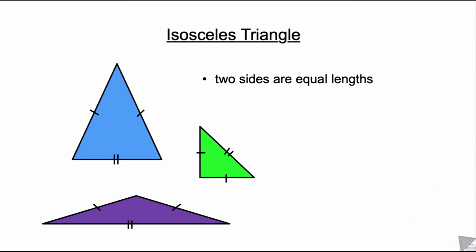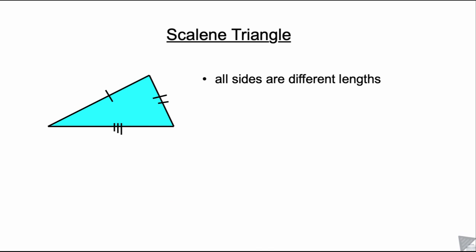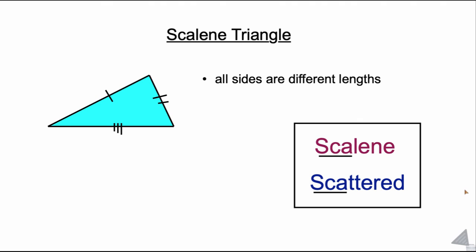Let's check out the last triangle. Our last triangle is the scalene triangle. In the scalene triangle, all sides are different lengths. So you'll see here we have one hash mark, or one tick mark, 2 and 3, which represents they're all different sides. My tip for this one is scalene scattered. So scattered means all over the place. I think of a scattered room. Things are all about. So in a scalene triangle, all the sides are different. They're all thrown about. So that's just a little tip to help you remember scalene.